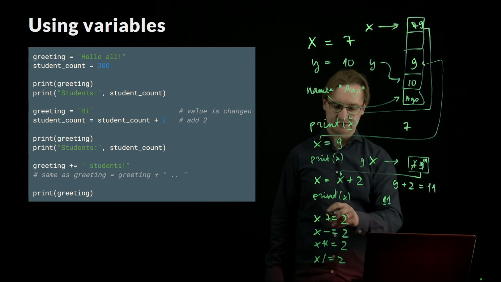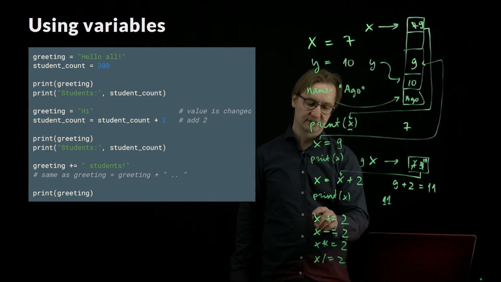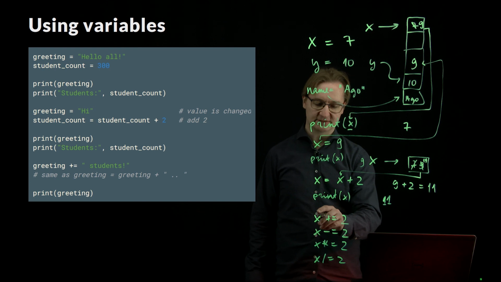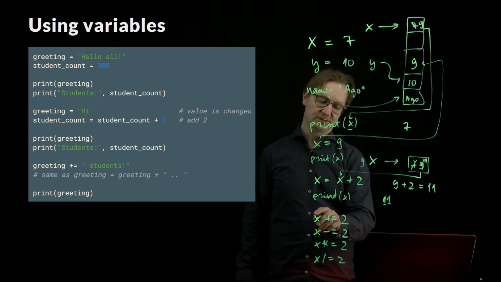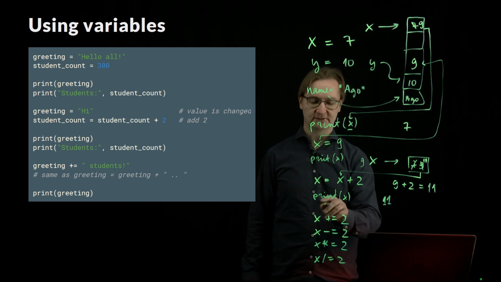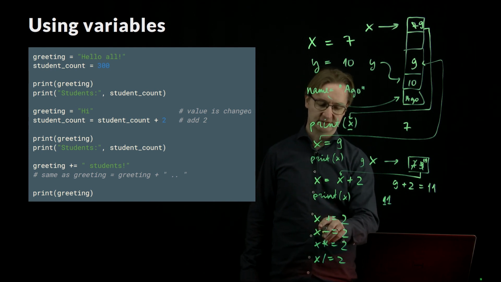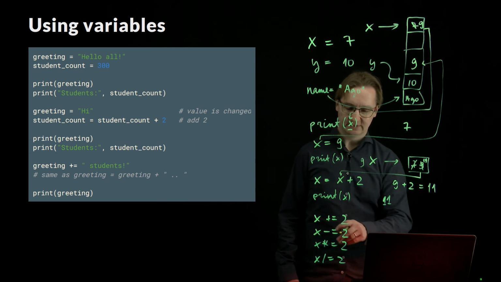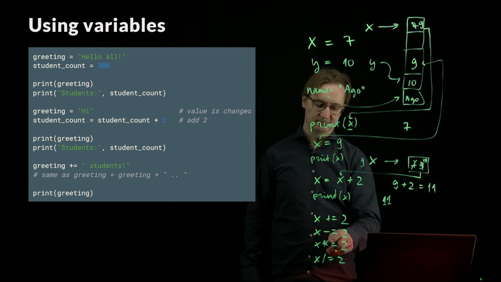So what happens is that this variable gets a new value based on this operation here and this value. Currently we do x plus 2 and assign it back to x. Here we subtract 2. Here we multiply it by 2, and here we divide it by 2.